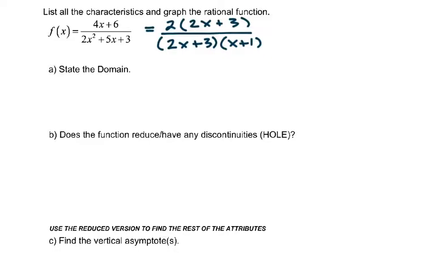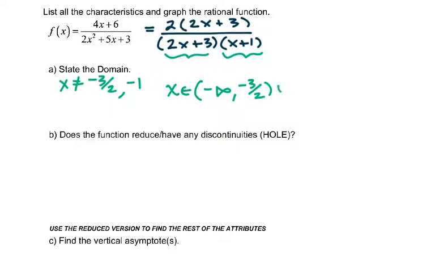And my domain says that my x values that would zero out the denominator, those need to be omitted. And if I solved each of those two factors equal to 0, I would get that x cannot equal -3/2 and -1. So my solution for domain in interval notation would be -∞, -3/2, union -3/2, -1, union -1 to infinity.